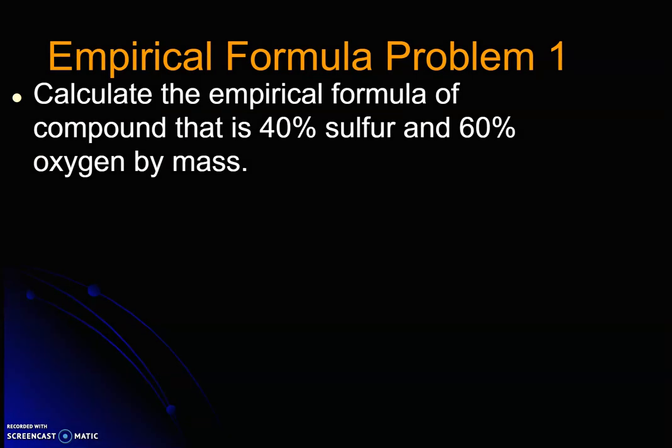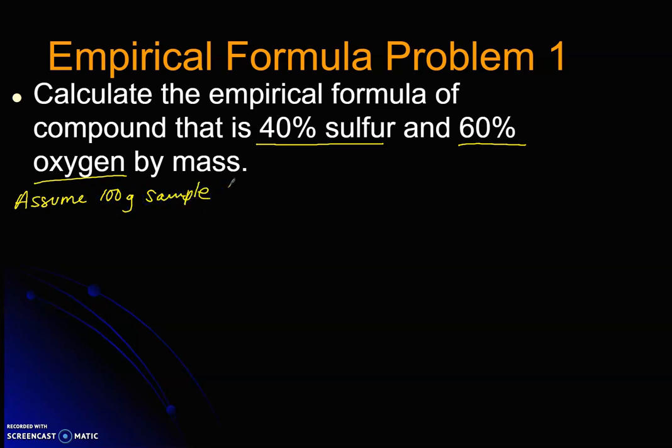All right, so empirical formula problem number 1. Calculate the empirical formula of a compound that is 40% sulfur and 60% oxygen by mass. So first things first, right? Assume a 100-gram sample. You always have to document where you get your numbers from, okay? So this will change my 40% sulfur into 40 grams of sulfur and my 60% oxygen into 60 grams of oxygen.